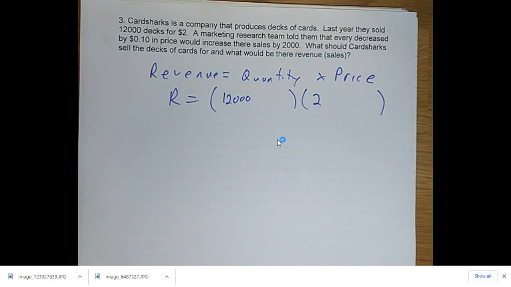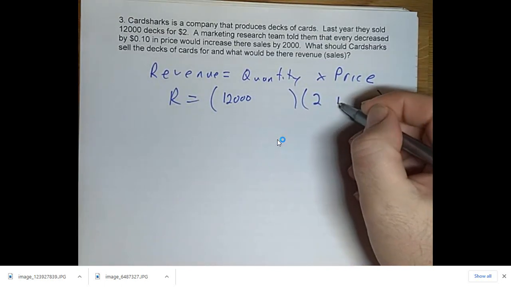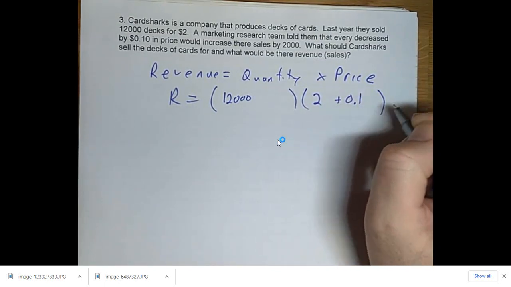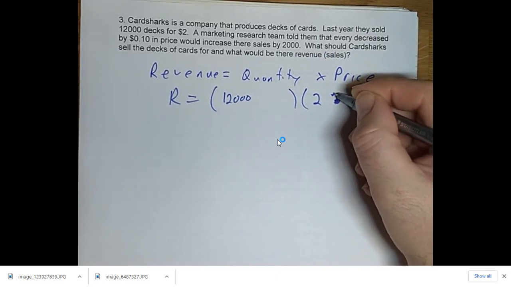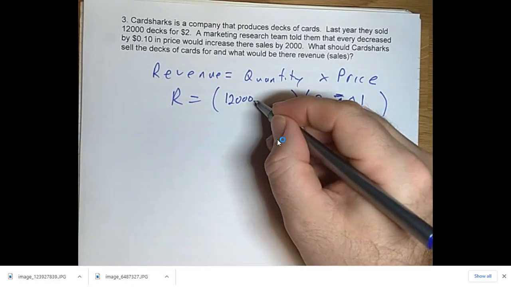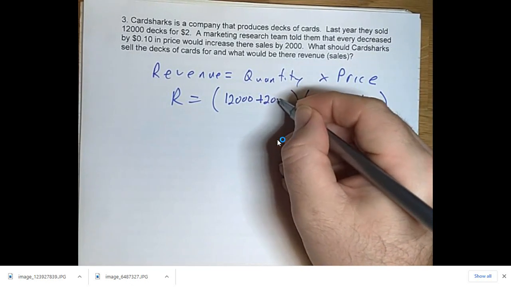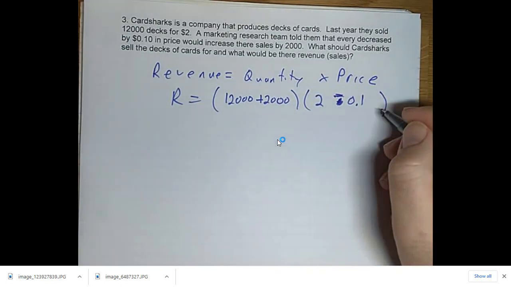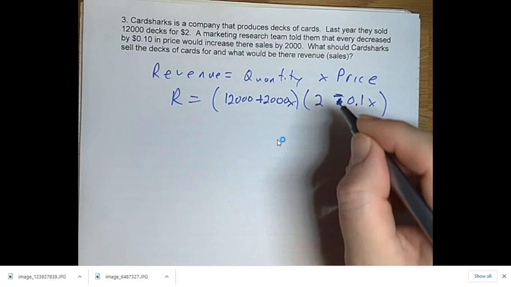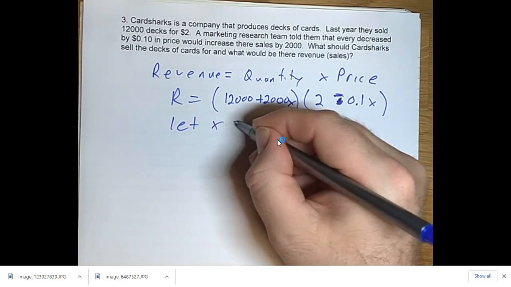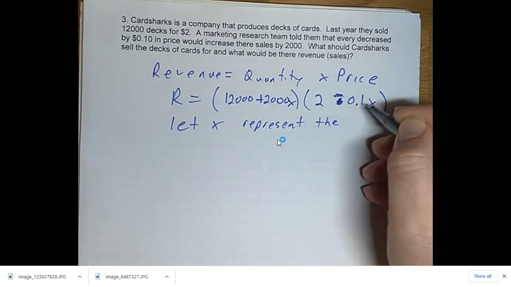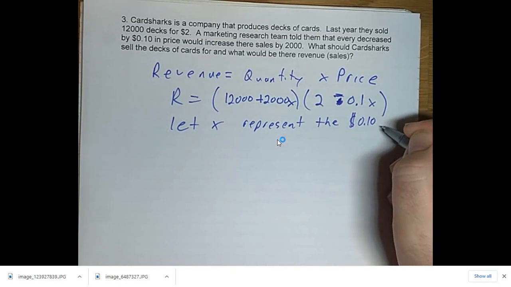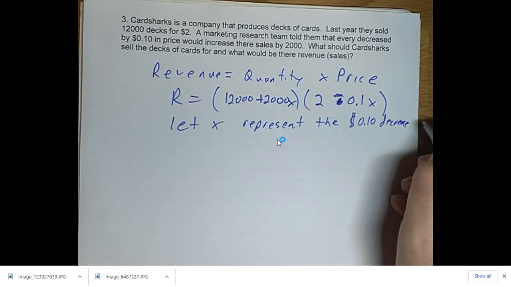Now, the research team, let's take a look. The marketing research says the 10-cent increase in price. So if it goes up by 10 cents, oh, a decrease. If it goes down by 10 cents, sorry, the number of cards will increase by 2,000, or the sales will increase by 2,000. So we're going to put an x here and an x there, and we're going to let x represent the 0.10 decrease. And that's what that x represents.